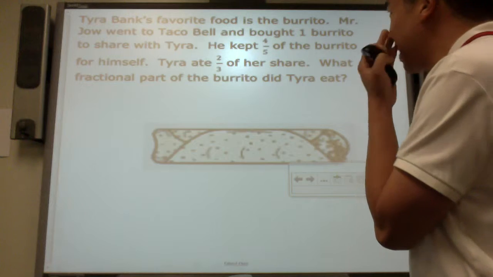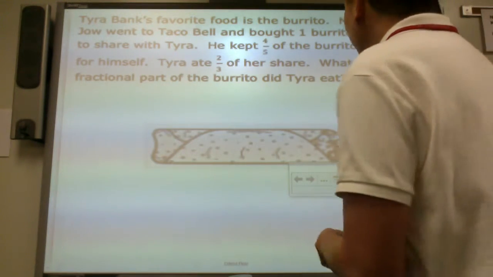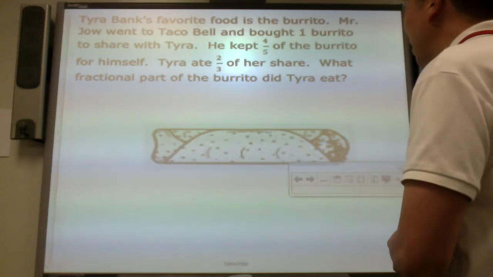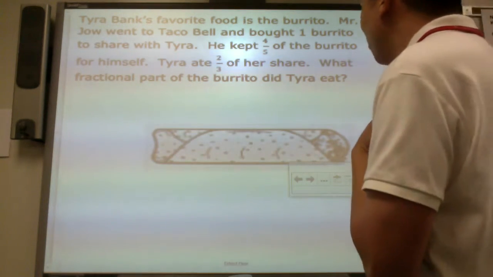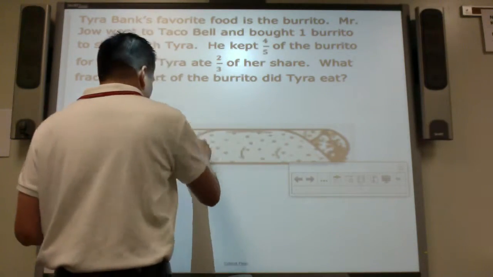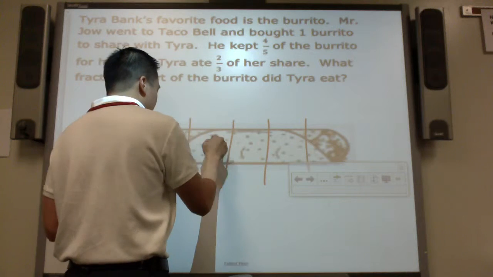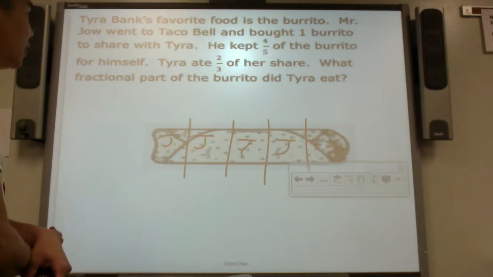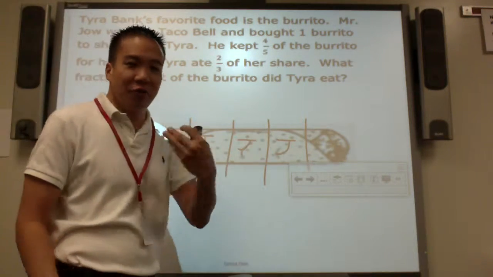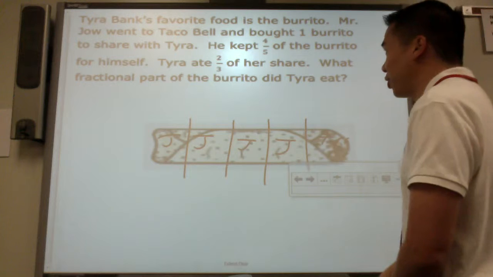And last but not least, Harris Bay's favorite food is the burrito from Taco Bell. I Googled it. Mr. Joe went to Taco Bell and bought 1 burrito to share with Tyra. Aww. He kept 4/5 of the burrito for himself. 1, 2, 3, 4. These are for Joe. And this is for Tyra. So if I kept 4/5, Tyra only had 1/5 for herself.